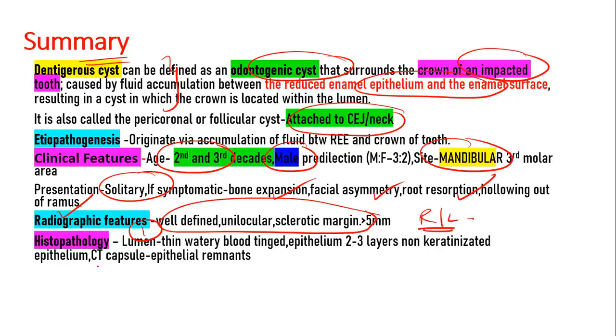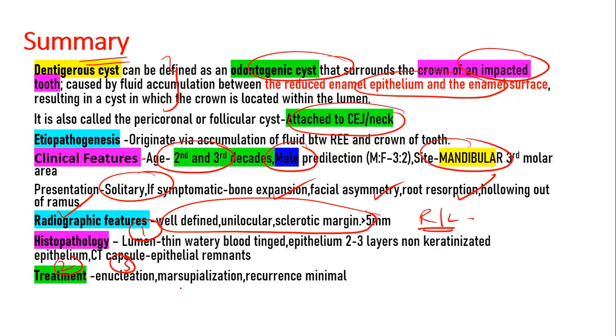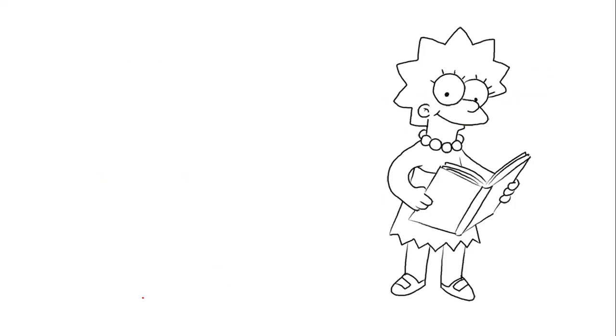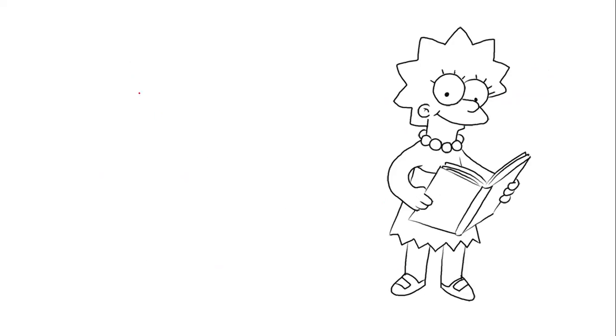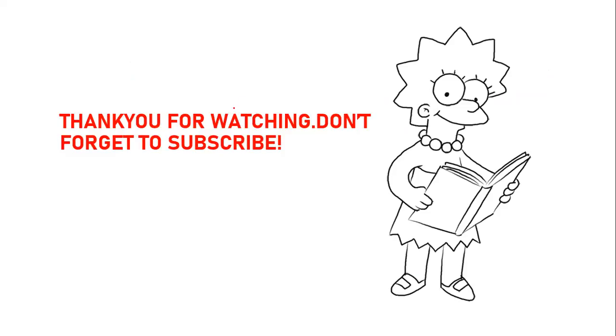Histopathology, we have seen the lumen, we have seen the epithelium, and we have seen the connective tissue capsule. The treatment includes enucleation and marsupialization. Complications were ameloblastoma, epidermoid carcinoma, and mucoepidermoid carcinoma. So with this video, we have concluded the summary of dentigerous cyst.